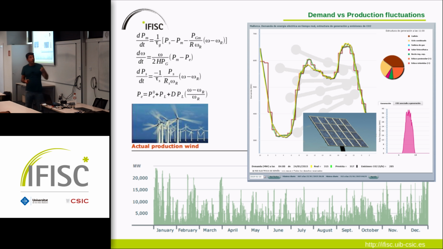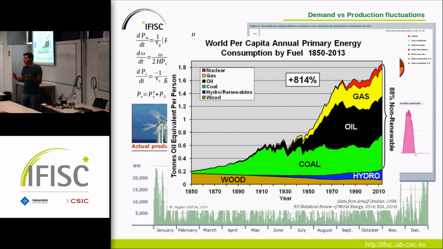Okay, so back to our problem of controlling the system. You have demand and production, and we have to match them all the time. That is what is difficult, because you need these reserves. The idea, however, is that nowadays most of the power comes from fossil fuels. This is the primary energy consumption in the world up to 2014. 88% is non-renewable: gas, oil, and coal. And we want to change that. We want to change the power system in general, and go massively to renewables to avoid CO2 emissions and so on.